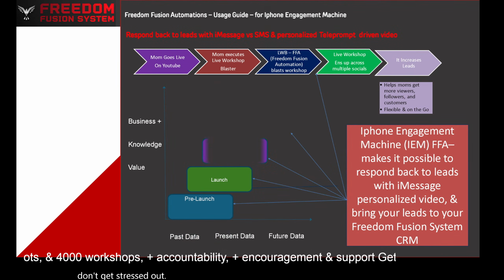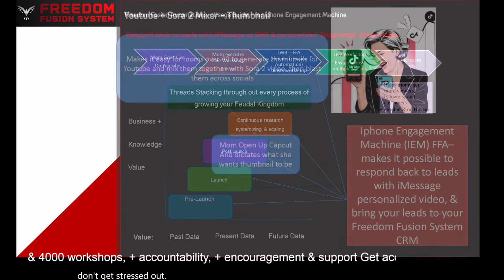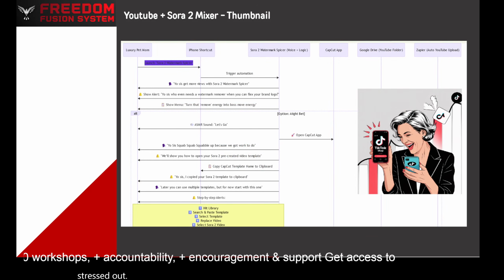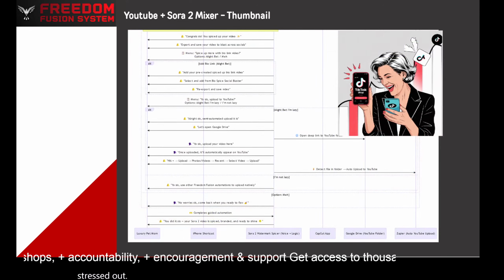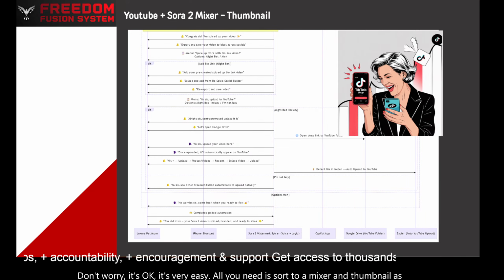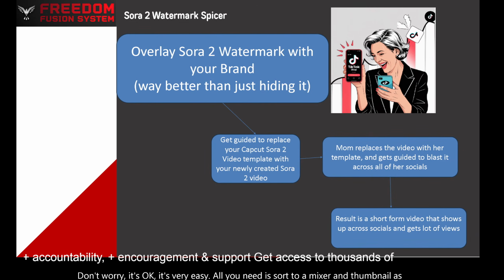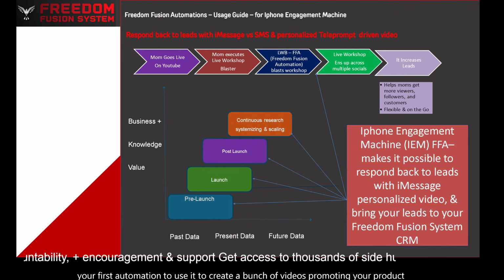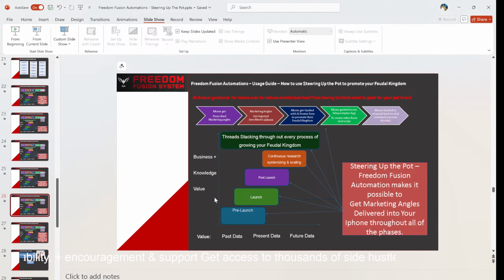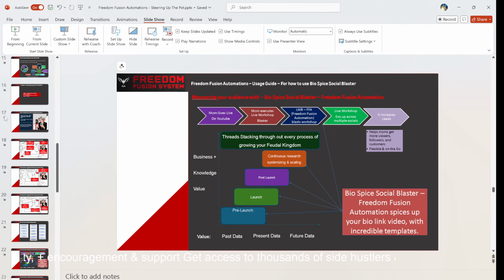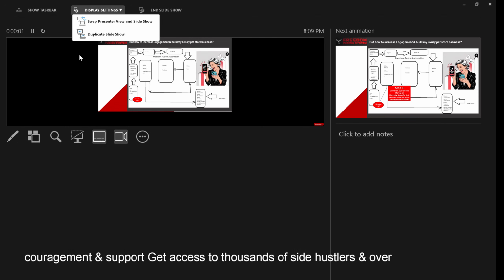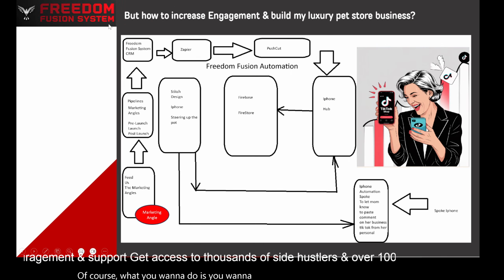This is our automations that I'm listing right now. And of course, if you're stressed out, don't worry, it's okay. It's very easy. All you need is the Sora 2 mixer and thumbnail as your first automation, to create a bunch of videos promoting your product, and you just need to remove your watermarks. And of course, what you want to do is be doing this.